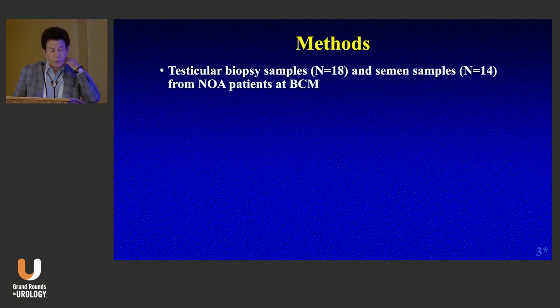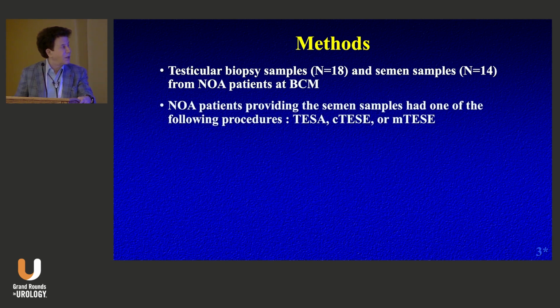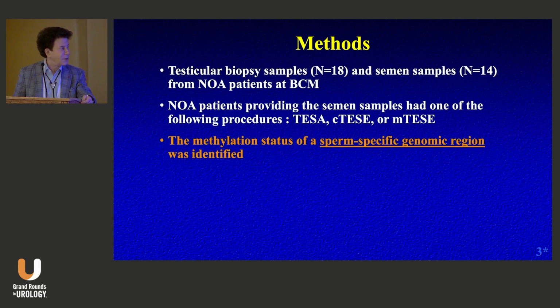So we have worked with this company. I'm going to show some of the preliminary data. We looked at 18 testis biopsies and semen analyses, and 14 NOA patients providing semen analyses had to have a sperm extraction procedure to ultimately be utilized for the data analysis, either large bore testicular sperm extraction, clinical or conventional TESE, and lastly micro-TESE. And the methylation of sperm-specific genomic regions was identified.